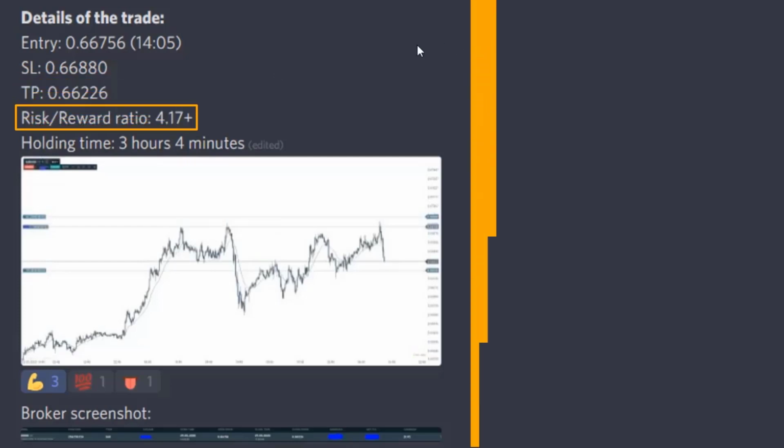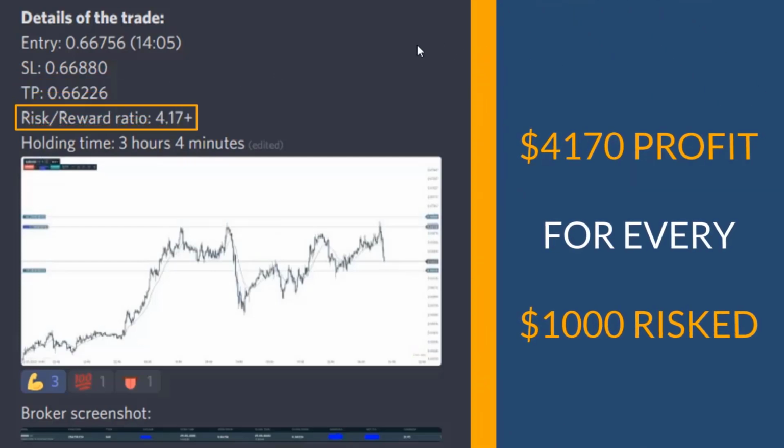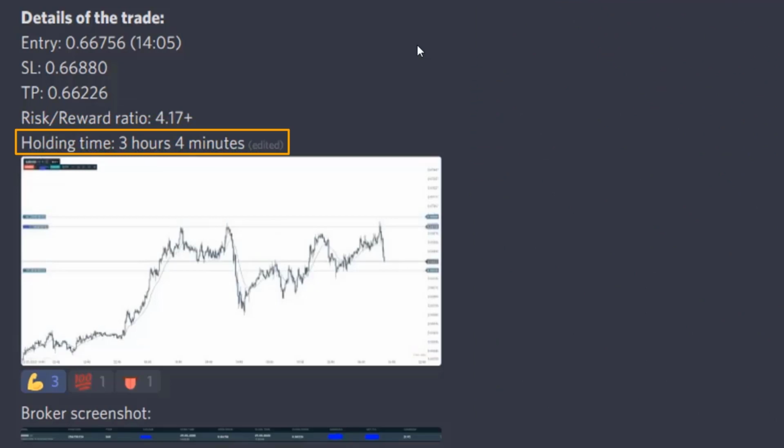So total plus on this one was 4.17 for every $1,000 he risked. He walked away with a little over $4,100 in profit here. Very nice trade, 3 hours and 4 minutes, just in and out in a few hours, bam, quick done.